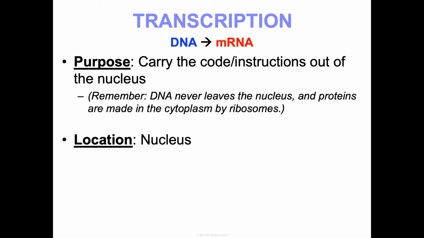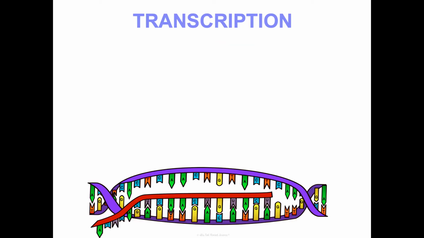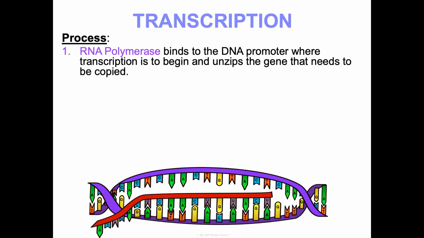Where does this go down? It happens in the nucleus because that's where the DNA is. We're going to start with DNA and we're going to end with a small strand of mRNA. So what happens? First, the enzyme RNA polymerase binds to something called the DNA promoter, and that is where transcription will begin. That's where it knows where to unzip the gene that needs to be copied.